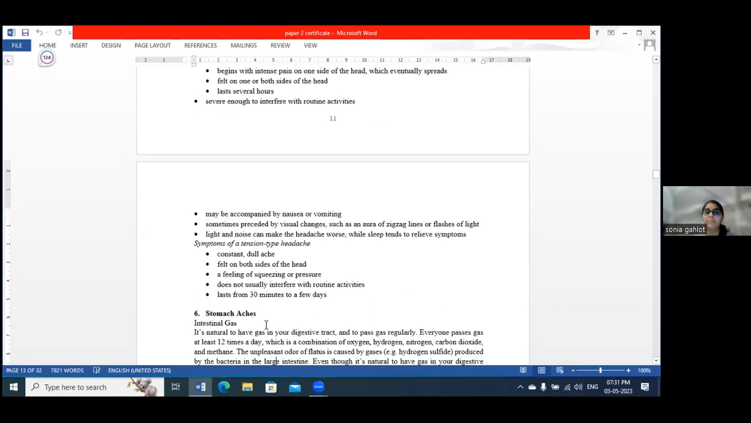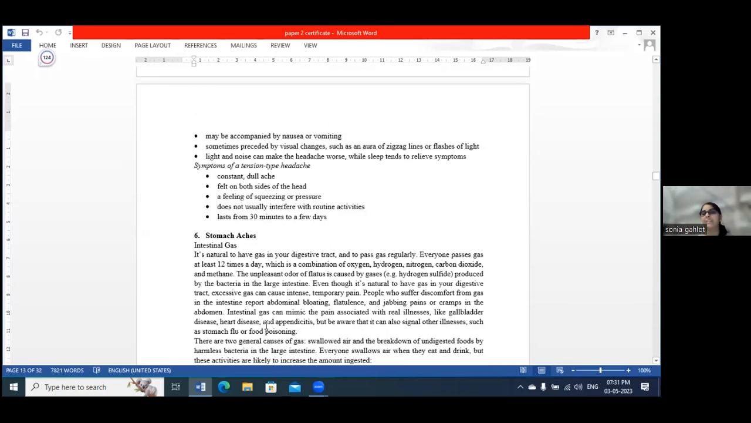Symptoms of tension type headache: there is a dull ache that remains within the head all the time, lasting for around half an hour. Then there is a feeling of pressure on both sides of your head. So those are the various types of headaches and the symptoms related to them.